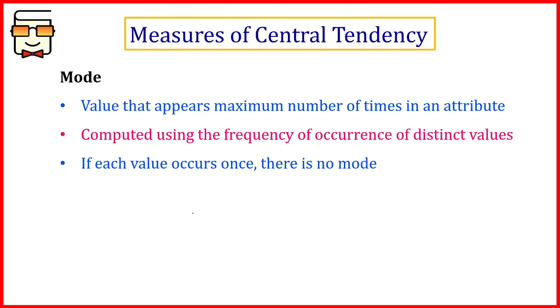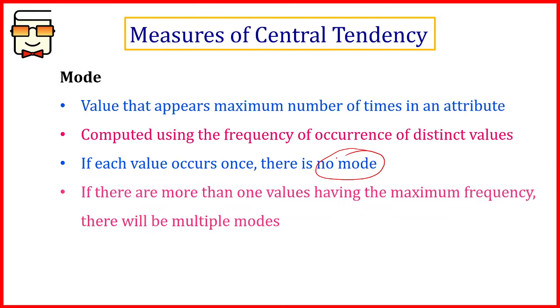Now, there can be a case when every value in the attribute is unique. That means all the values have a frequency of 1. Therefore, in that case, there is no mode. It is not that all the values will be mode. No, there will be no mode because all the values are occurring the same number of times, and there is no value that appears more or the most number of times as compared to others.